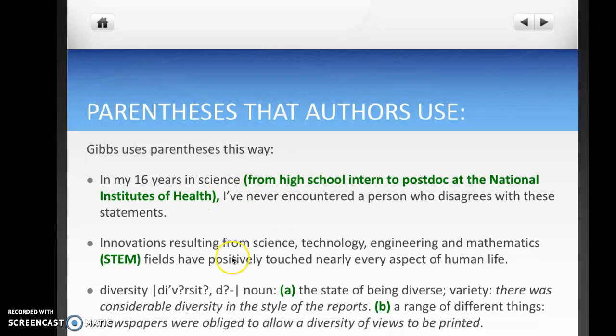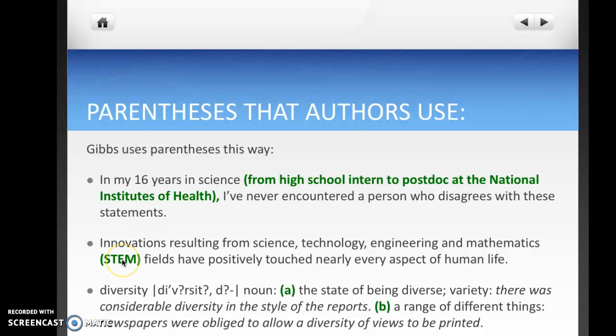But here, Gibbs is communicating to us that the part in parentheses is not nearly as important as everything else around it. And that's why he's using it. He still wants us to know it, but it's just not deemed as important or significant. And then in the second way he uses it, he's using it to house this acronym STEM.